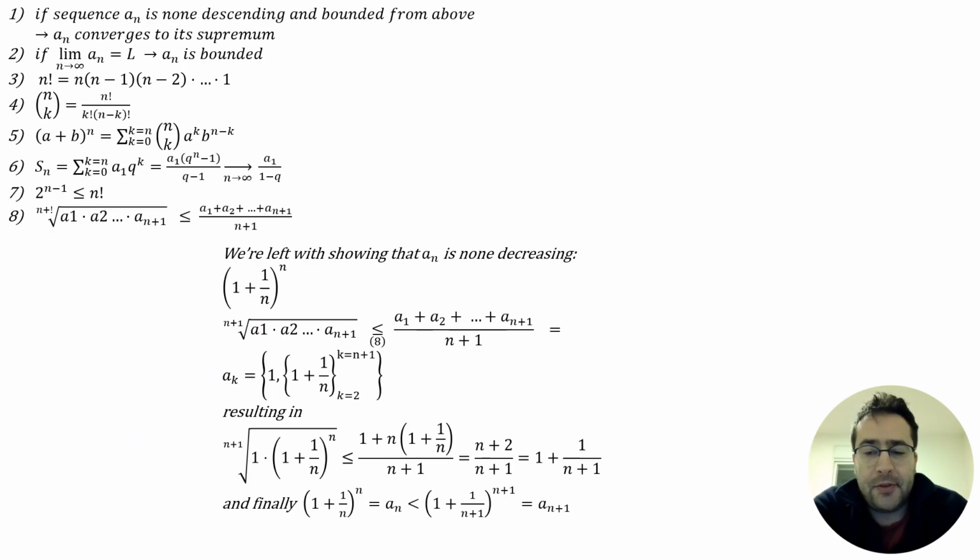All that's left now is showing that the sequence is non-descending, which means showing a_n is smaller than a_(n+1) for all indexes. And we're going to do this using number 8, the averages inequality, with a clever choice of series. So the series we choose is the first term will be 1, and the other n terms will be 1 plus 1 over n. And once we substitute into number 8, we get these expressions.